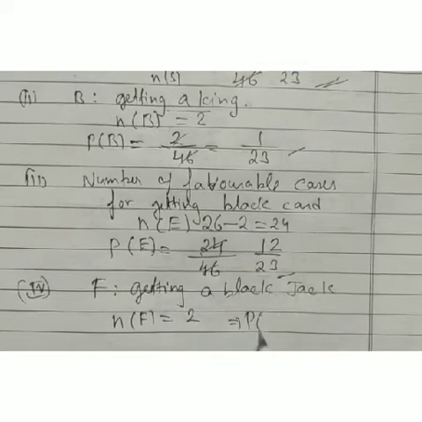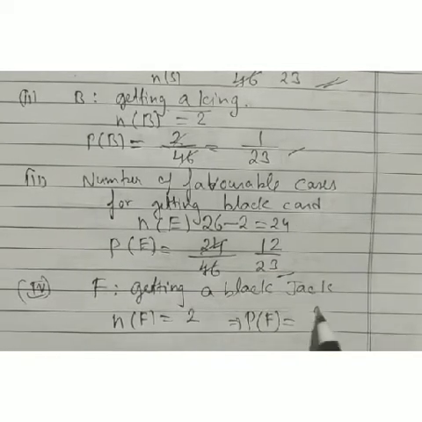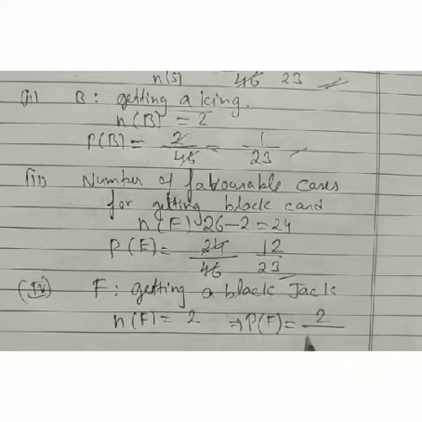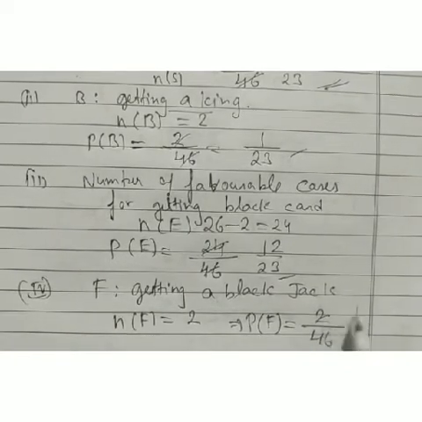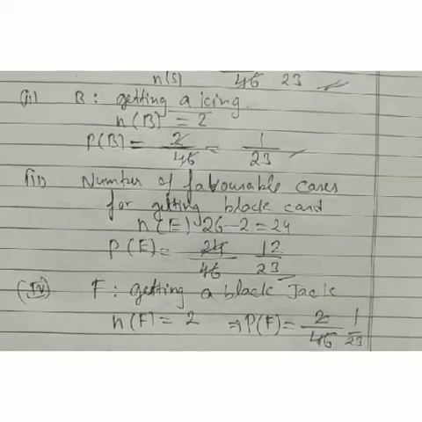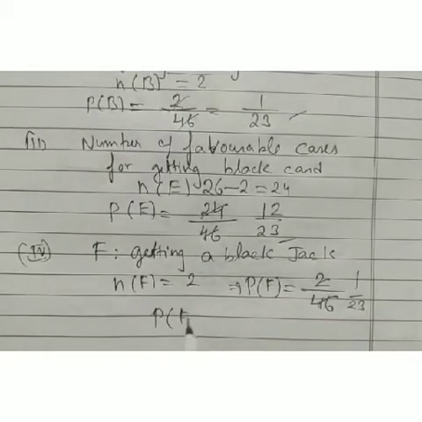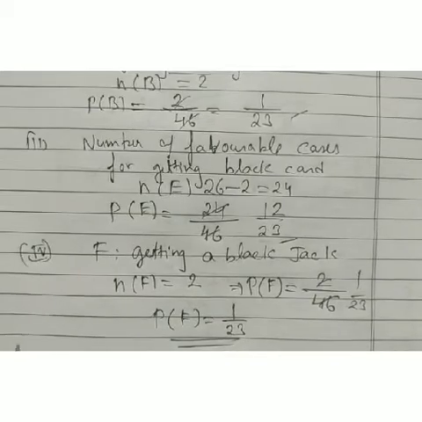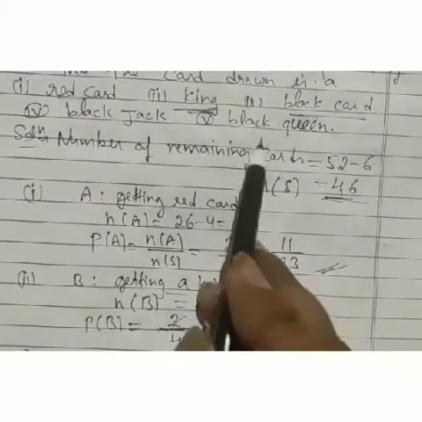Then our probability of F is given by the number of favorable outcomes over the total number. I'm just going to solve by taking 2 and 46. Then the probability of getting a black jack is 1/23. Now the last section asks about the black queen.